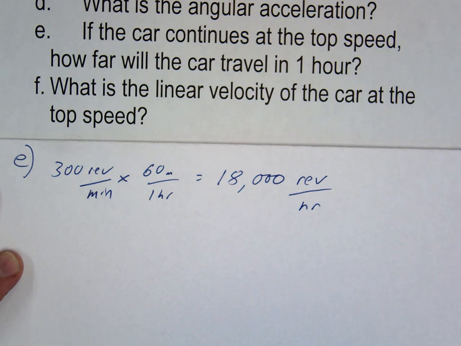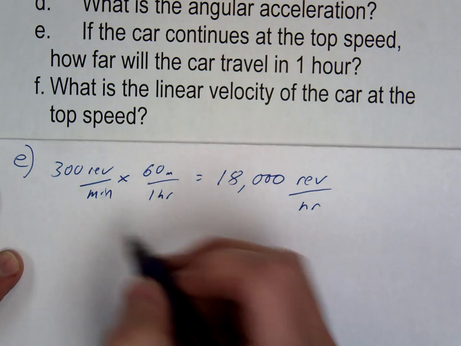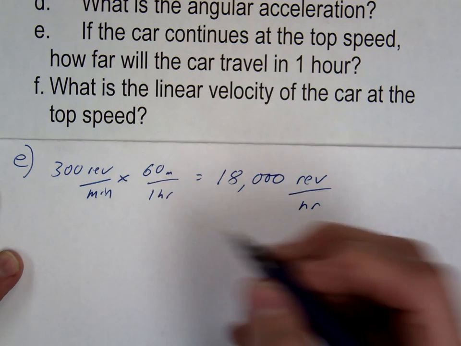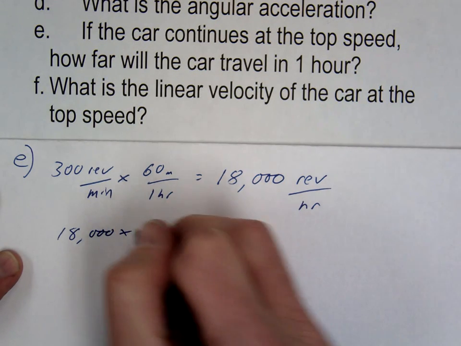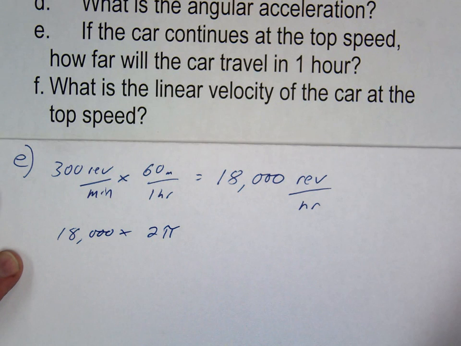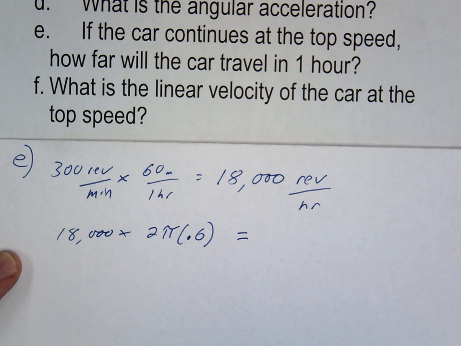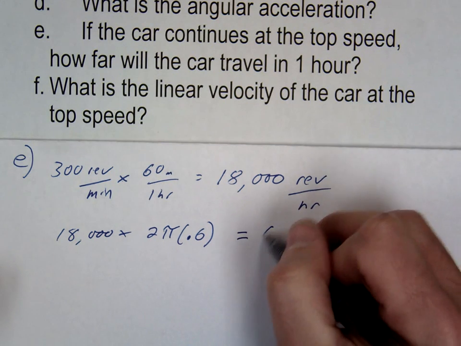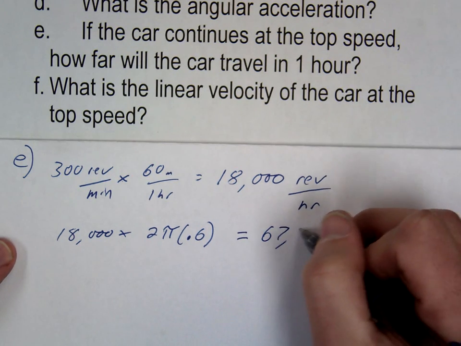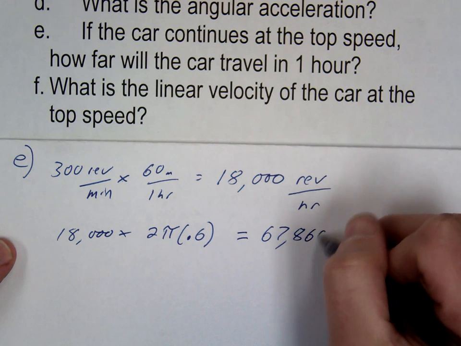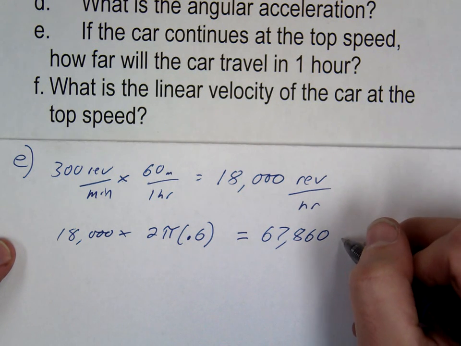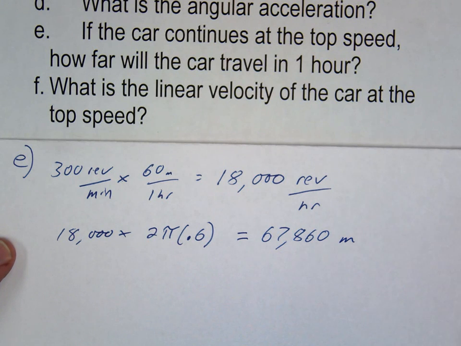Okay, and then how are we going to find that total distance, therefore? Multiply by the circumference. So 18,000 times 2 pi times 0.6 equals a lot. 67,850. And that's going to be meters, right? So almost 68,000 meters.